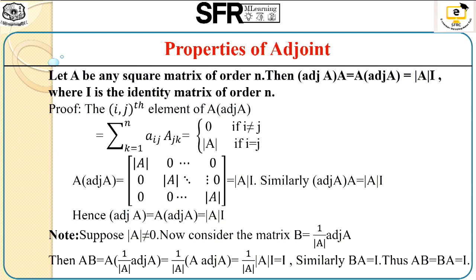It also satisfies the same property of adjoint, that is determinant A by determinant A, which is equal to 1. Similarly, we can prove BA equal to I, that is the identity matrix. Therefore, if we take two matrices, then it is also satisfied that AB equal to BA equal to I.